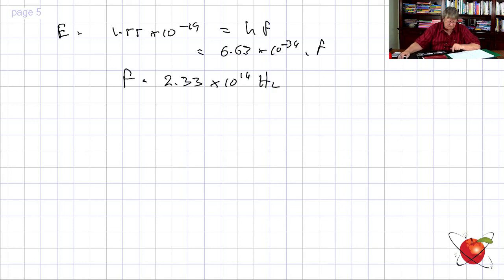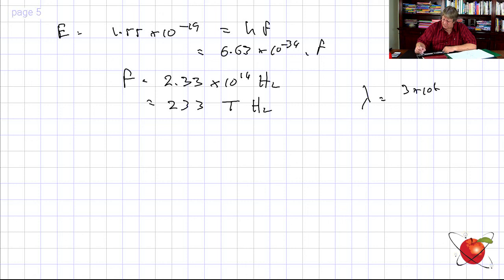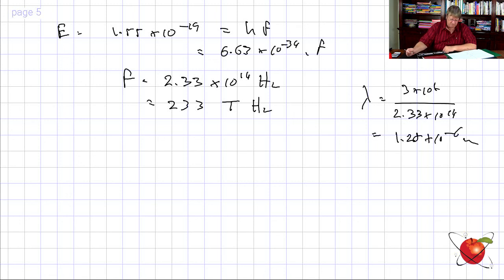Okay, let there be light. All right, which is equal to 233 terahertz. And once again, if you want the wavelength, it is equal to 3 times 10 to the 8 divided by 2.33 times 10 to the 14, which is 1.28 times 10 to the minus 6 meters, right? So you can see that is the frequency of the light. Essentially, if they gave you a spectrum, you can say what color. All right? Let's have a look.